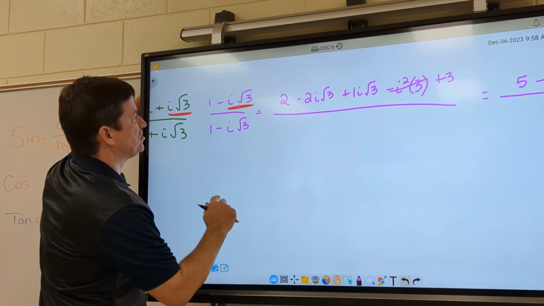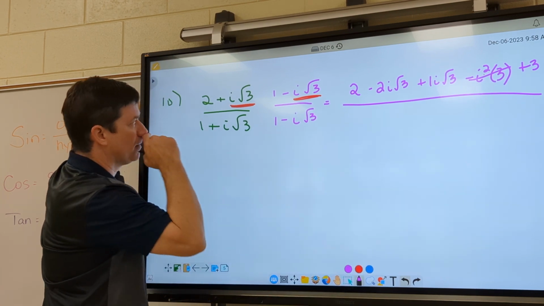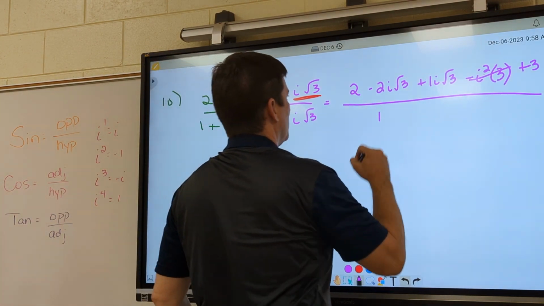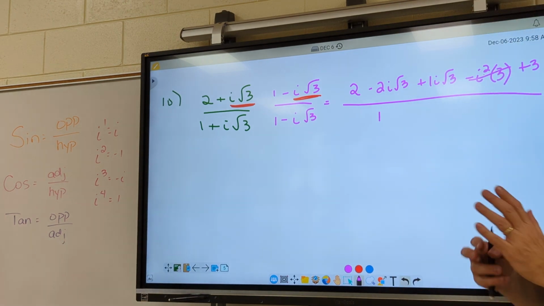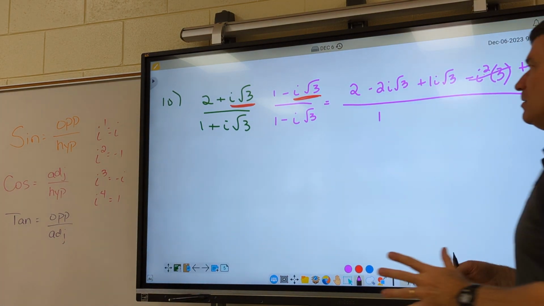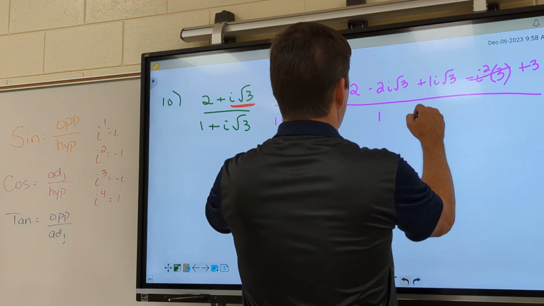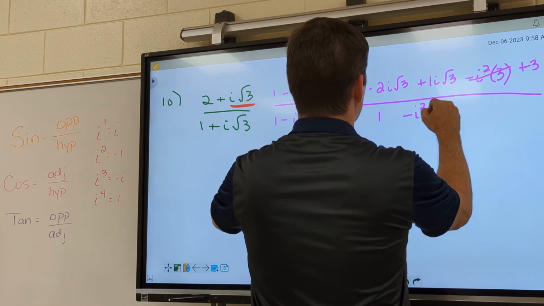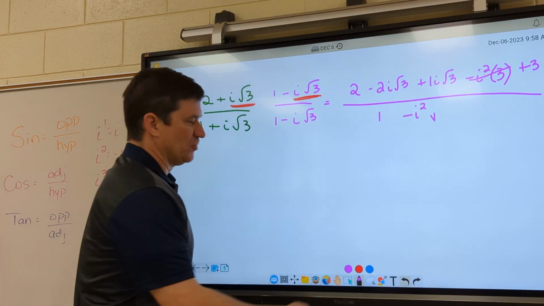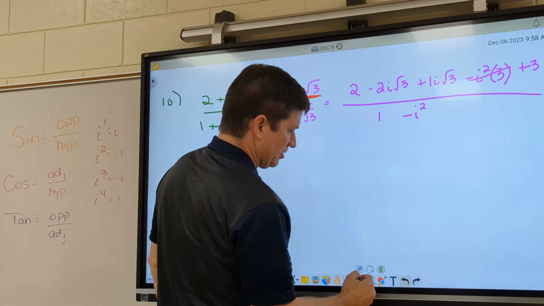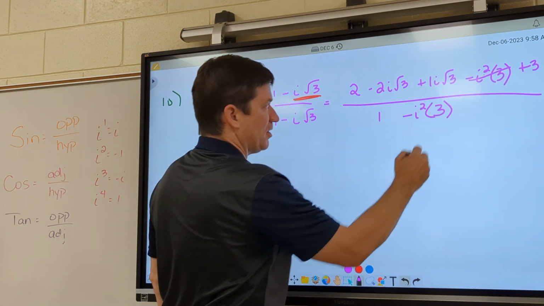All right, now the bottom shouldn't be that bad. Let's do the bottom. 1 times 1 is 1. We get to skip the middle parts on the full. I times negative I is negative I squared. Root 3 times root 3 is just 3. And if you don't know that, just put it in your calculator to tell you.